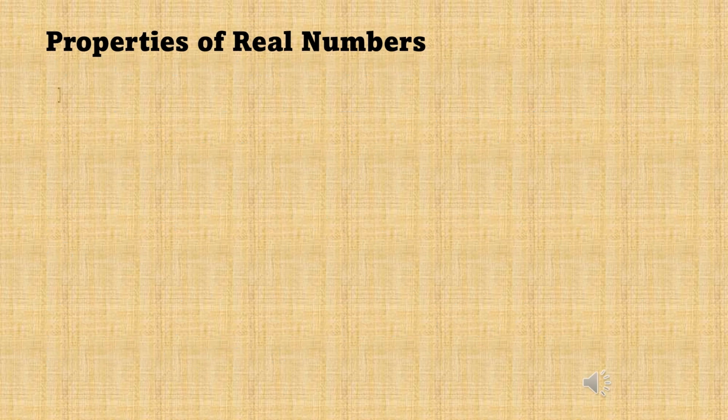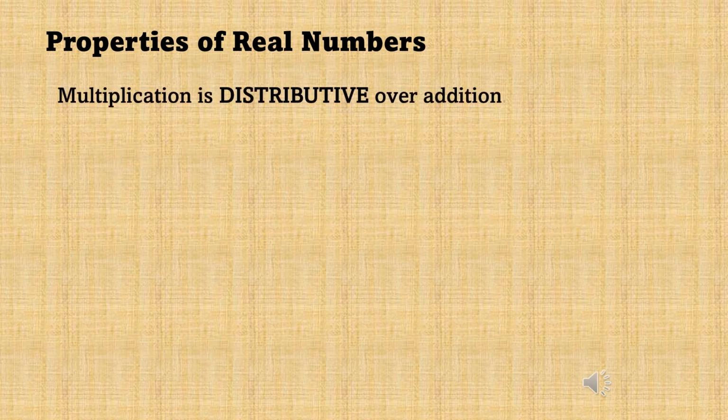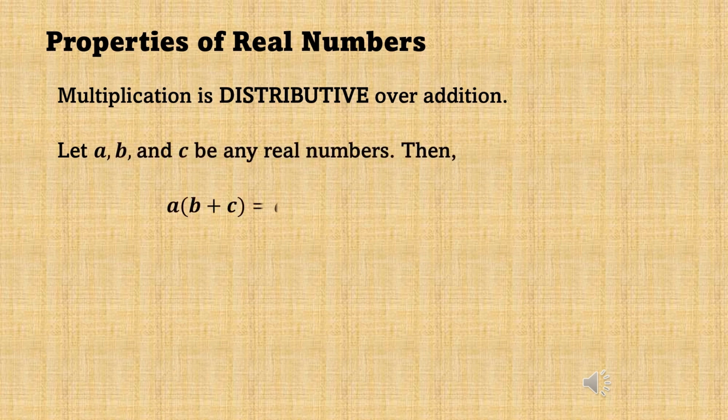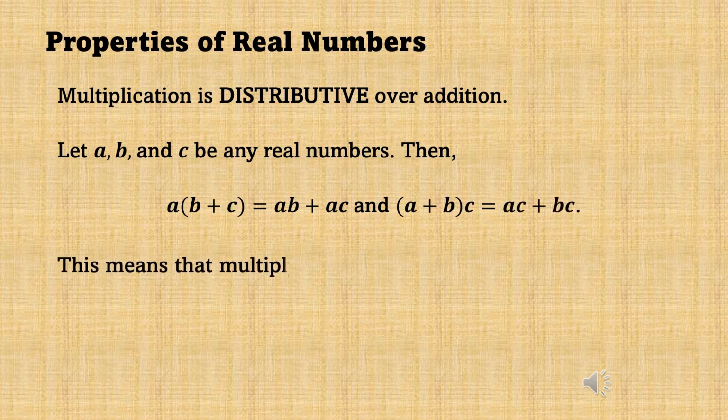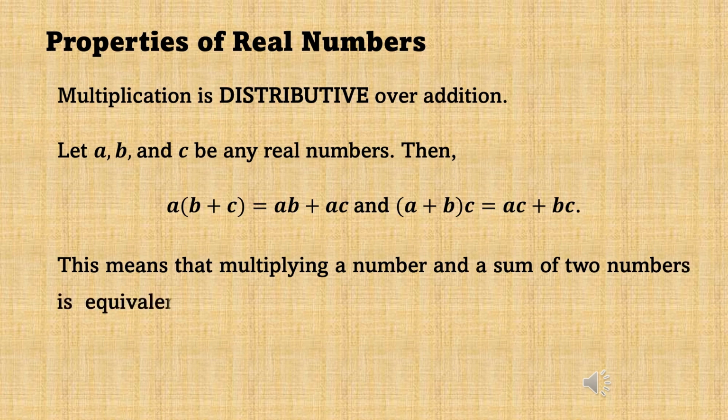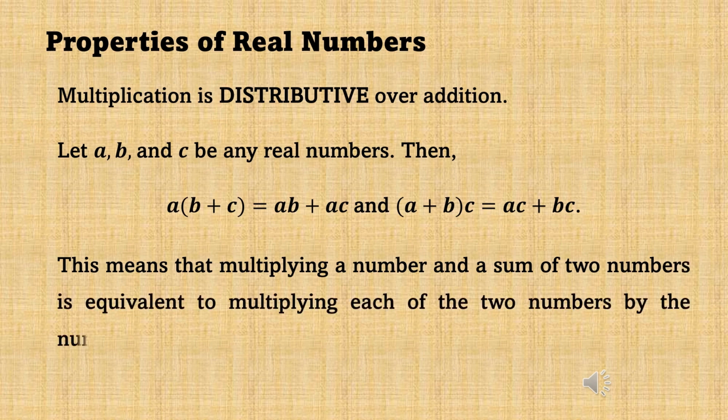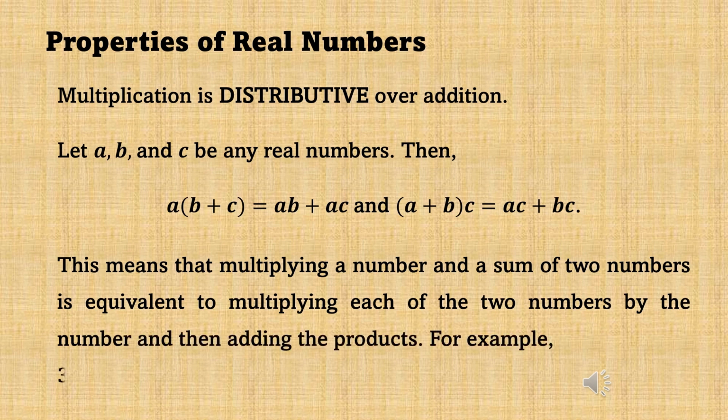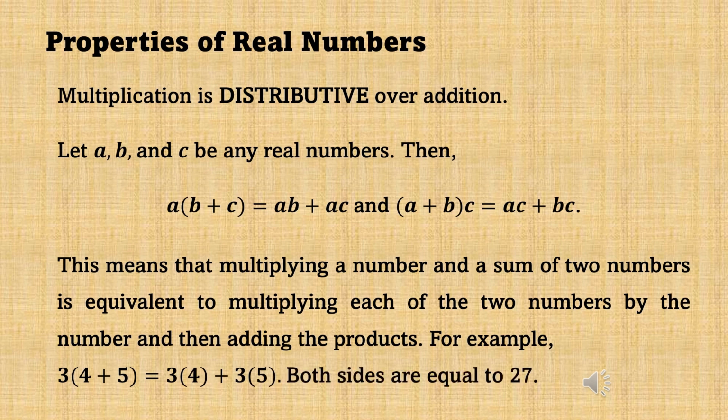The last property of real numbers is multiplication is distributive over addition. Let a, b, and c be any real numbers. Then, a times the quantity of the sum of b and c is equal to a times b plus a times c. This means that multiplying a number and a sum of two numbers is equivalent to multiplying each of the two numbers by the number and then adding the products. For example, 3 times the quantity of the sum of 4 and 5 is equal to 3 times 4 plus 3 times 5. Both sides are equal to 27.